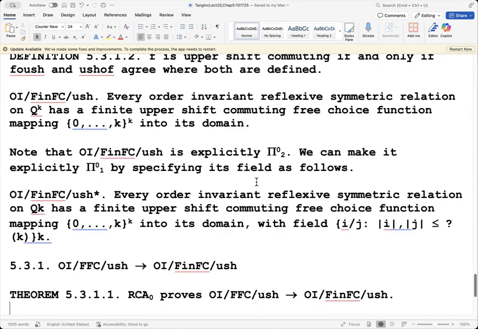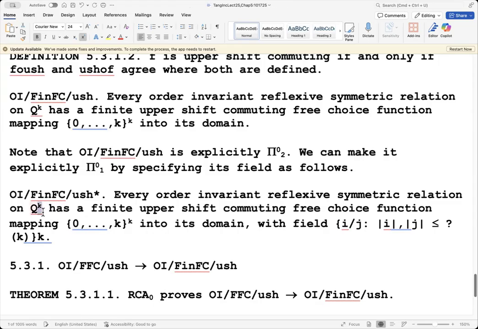Every order invariant reflexive symmetric relation on Q to the K has, this is all the same, a finite upper shift commuting free choice function mapping 0 to the K into its domain. So far, it's 100% the same, comma, with field blah. And I have to check, I think I can do this, that I can actually tell you exactly what the field is. I can specify what the field is. Question mark is just going to be some big quantity, question mark of K.